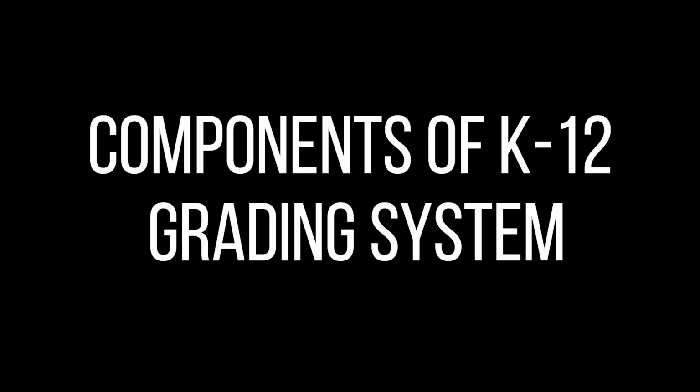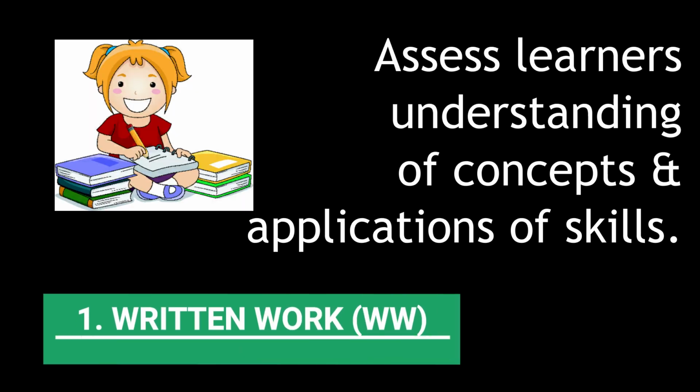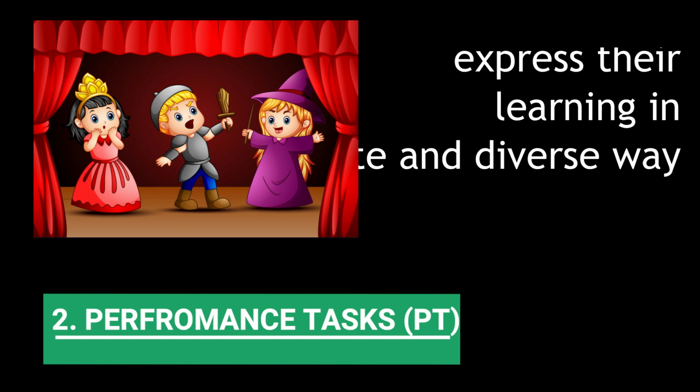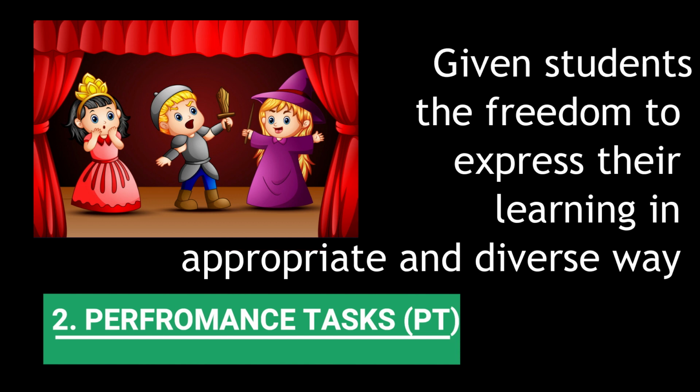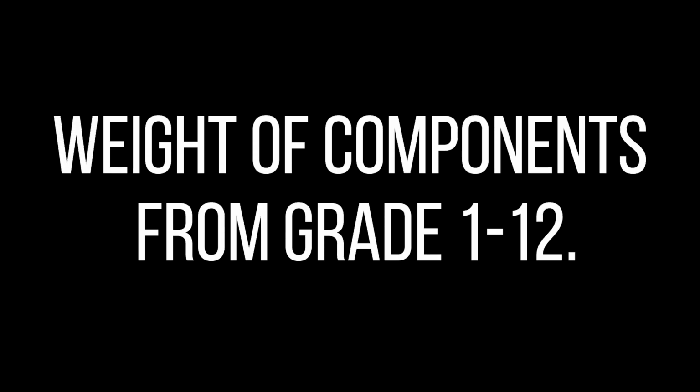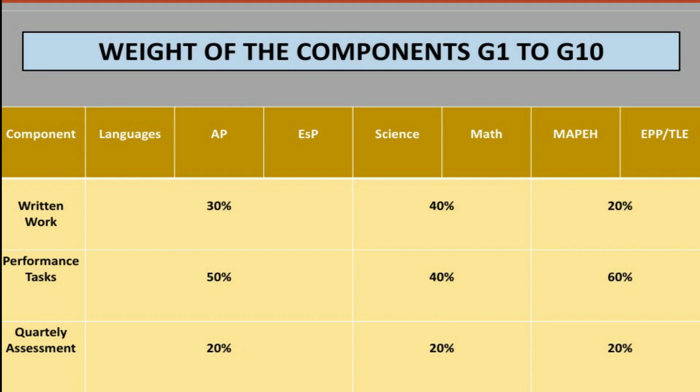Components of the K-12 grading system. Number 1, written works. It assesses learners' understanding of concepts and application skills. Number 2, performance tasks. It gives the students freedom to express their learning in appropriate and diverse ways. Number 3, quarterly assessments. It synthesizes all the learning skills, concepts, and values learned in the entire quarter. Next, we're going to know the weighted components of grade 1 until grade 12.